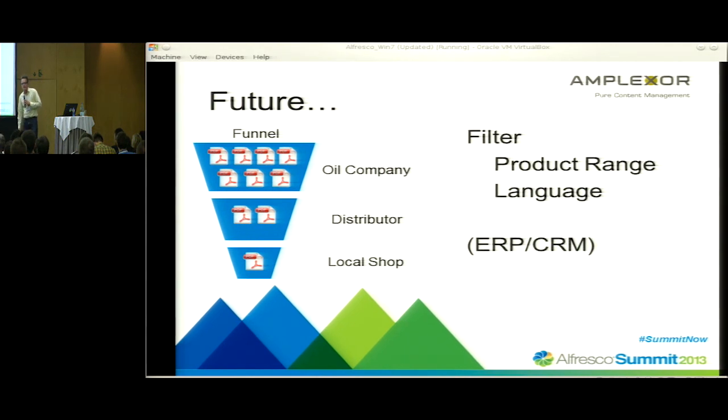Another thing they need is document filtering. Distributors have a selection of documents, and another distributor has another selection. And this information is most of the time stored in a back-end ERP system or a CRM system. So we have to synchronize between those systems to get some kind of filtering, so when they're logging on the iPad, they only see the documents they have.